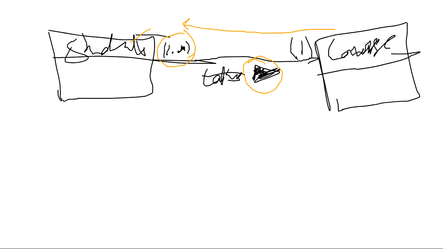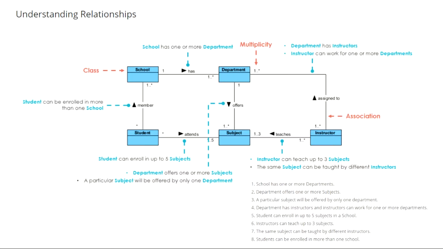Everything is fine, or will there be any contradiction between them? Let's see some more examples. Let's see this example. This is your school class. This is your department class. First, read between school and department. What does this show? That the relationship name between school and department is "has", meaning school has department.